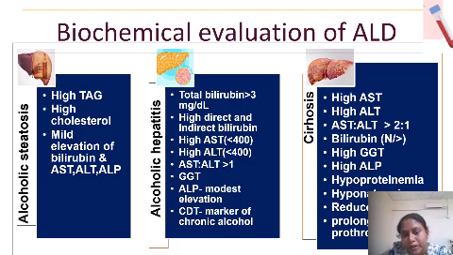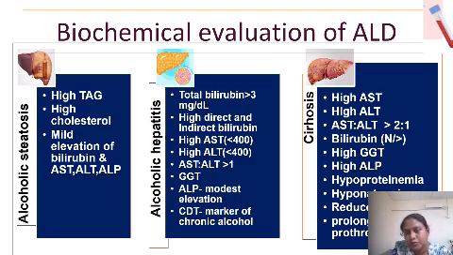In case of alcoholic hepatitis, the bilirubin will be elevated. The level of bilirubin here will be more than 3 mg per deciliter. Both the direct and indirect, conjugated and unconjugated bilirubin will be elevated. AST-ALT will also be elevated, but they will be less than 400. AST-ALT ratio will be more than 1. ALP and GGT will show modest elevation. And a marker of chronic alcohol use, that is CDT, carbohydrate deficient transferrin, will also be increased.